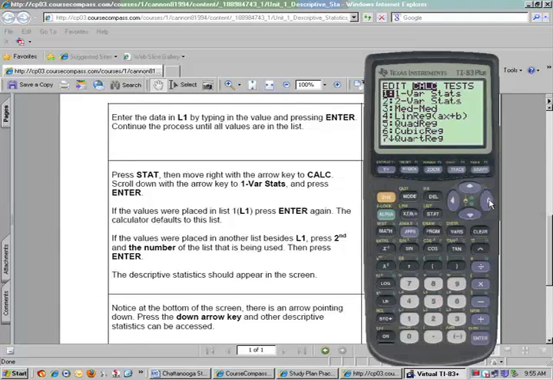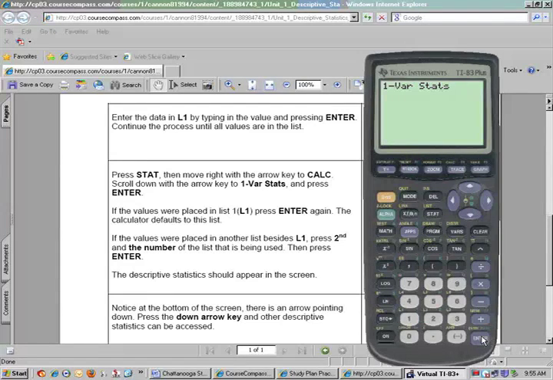Now, we have one set of values. We have the weights of the baseball players. So we are going to pick one variable statistics, number 1. You can either push the number 1 or you can just push enter since it's highlighted. Now, I said the values are placed in list 1. Well, first of all, press STAT, calculate. Okay, we did that. And then go over to one variable stats, and we can just press enter.